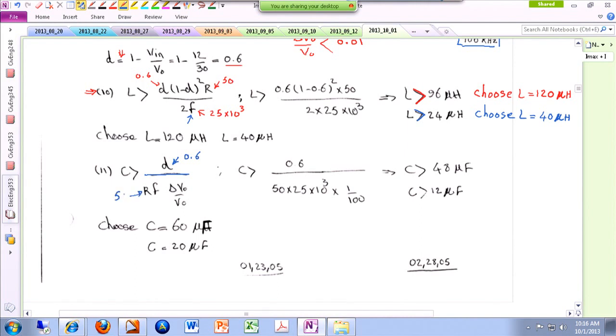Load was 50. I'm sorry, I should write in red now. So this is 0.6. Load is 50 ohms. Switching frequency is 25 kilohertz, and delta V out over V out is 1%, which is 1 over 100. So if you choose your cap to be larger than 48 microfarads, you are in business. Your ripple is less than 1% of the DC value of your output voltage, and then, for instance, you want to choose something a little larger than this.